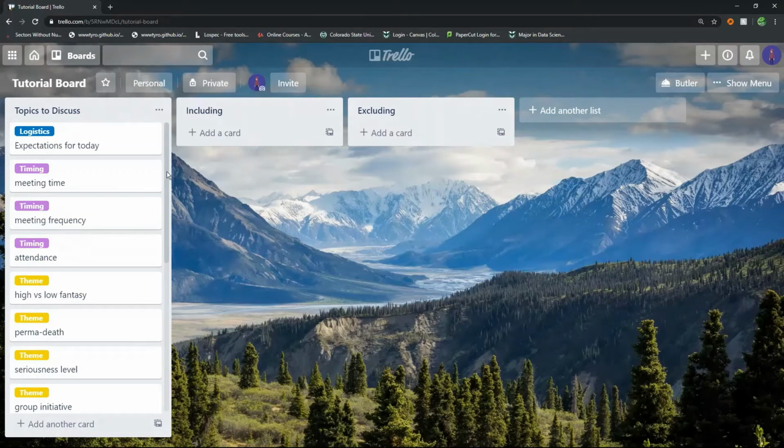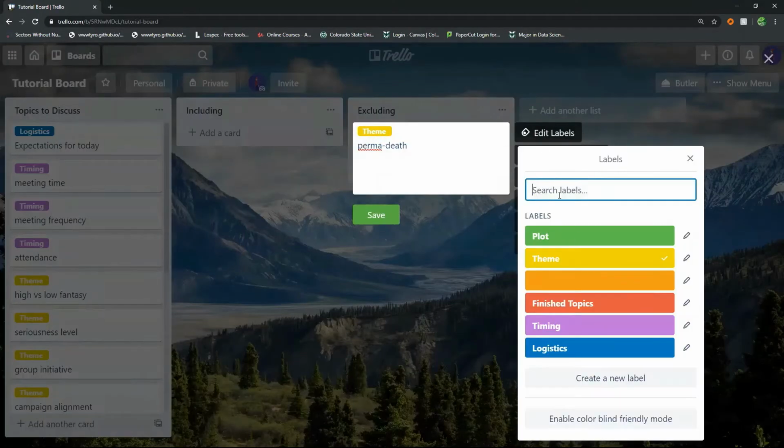Many of these cards stay in the Topics to Discuss column, but sometimes it's easier to visualize our decisions if we move the card to either the Including or the Excluding column. For example, we may decide that we don't want to utilize permadeath in our next campaign. In that case, we can move it to the Excluding column and place a Finished Topics tag on it.